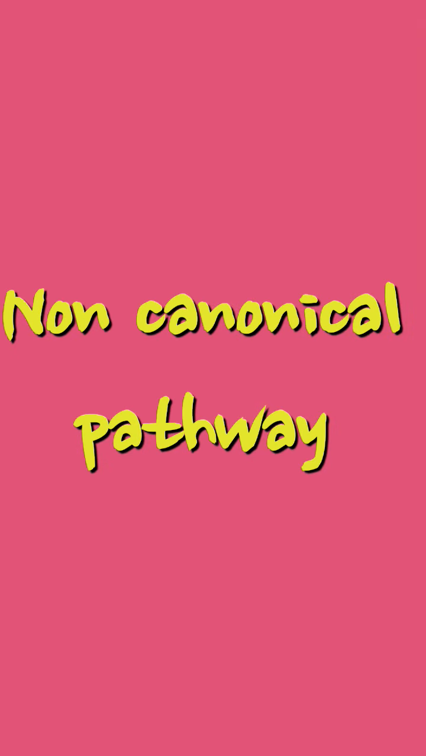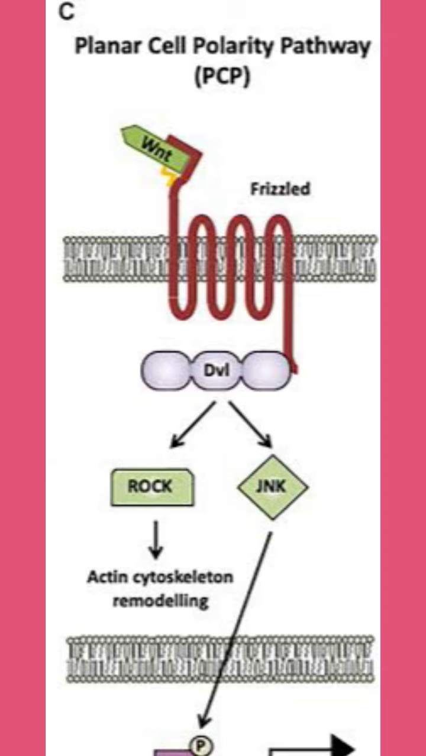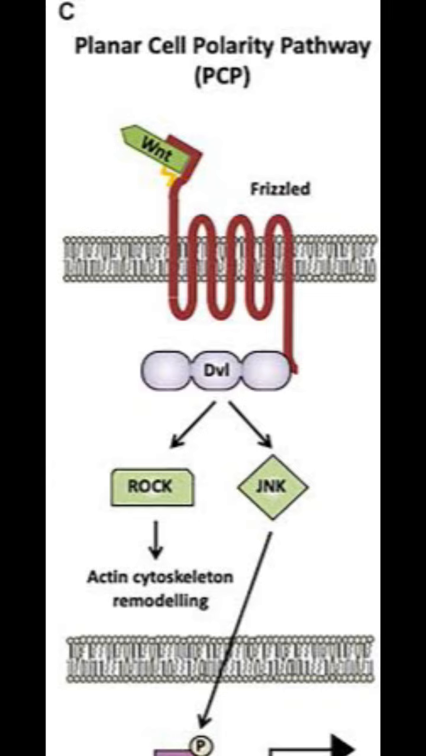Today we are going to learn about the non-canonical Wnt signaling pathway. It does not involve beta-catenin but influences cytoskeleton remodeling by ROCK and JNK. So this planar cell polarity pathway is a beta-catenin independent WNT signaling pathway. It regulates cell polarity, movement and cytoskeleton remodeling rather than gene transcription.